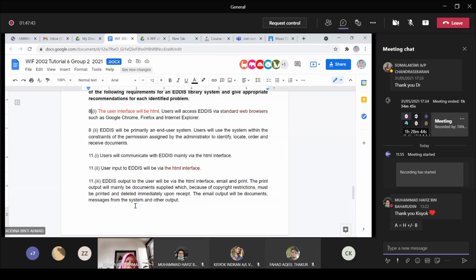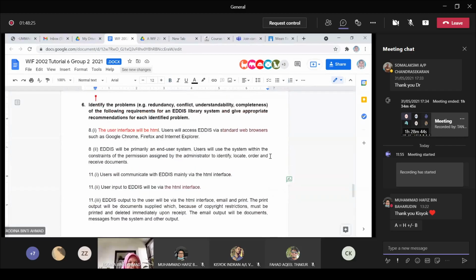So if you don't want to say this, the output will just be documents. So you take out "mainly". That means the print output will be documents only, no other types of output except documents. So it's complete. If you say "mainly documents", you expect some other kind of output for this system. Not so good, at least for our practice.